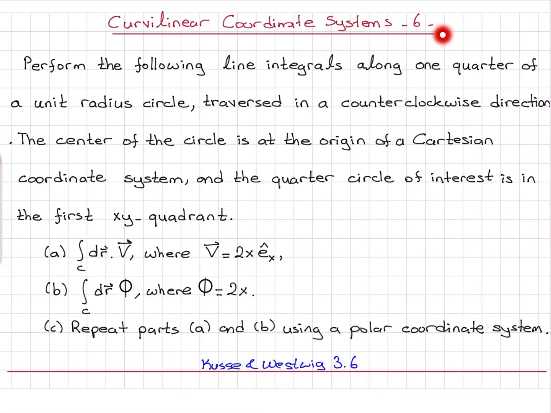Curvilinear coordinate system, problem 6. Perform the following line integrals along 1/4 of a unit radius circle traversed in a counterclockwise direction. The center of the circle is at the origin of a Cartesian coordinate system, and the quarter circle of interest is in the first xy quadrant. Part A, the contour line integral dr dot v, where this vector v is 2x ex hat, and part B, the line integral dr phi, where phi is a scalar function 2x.